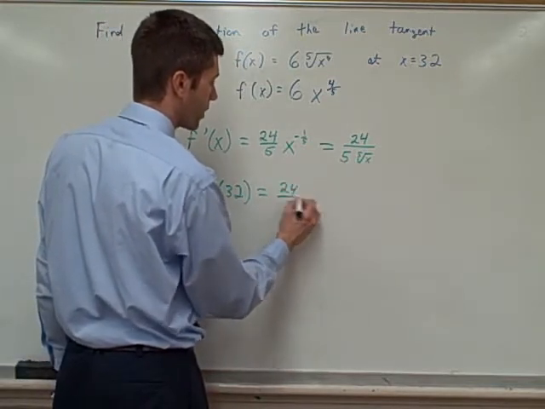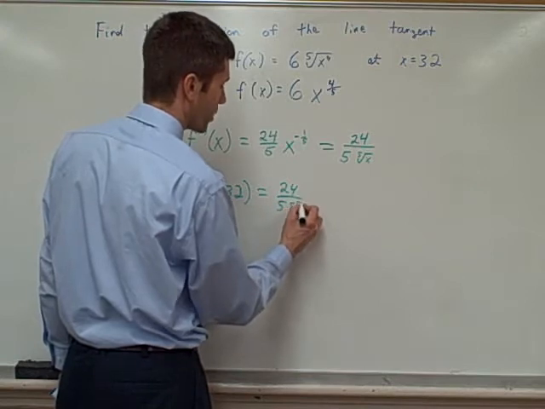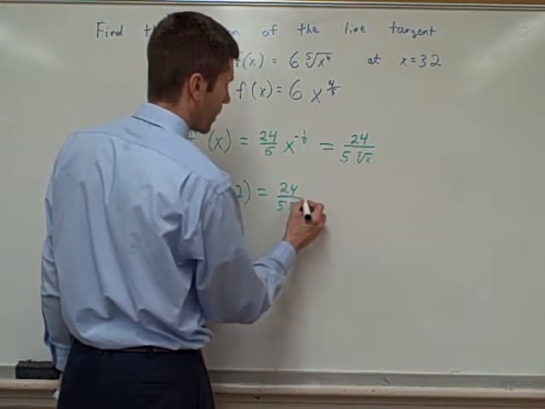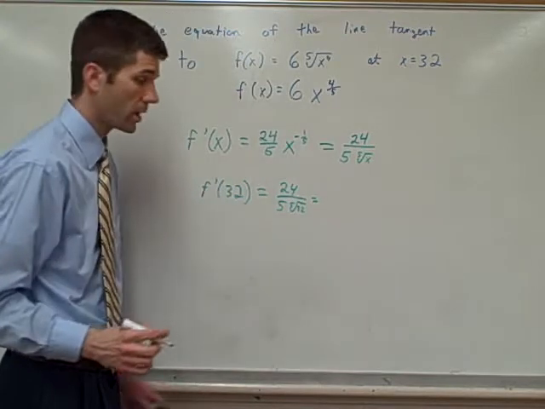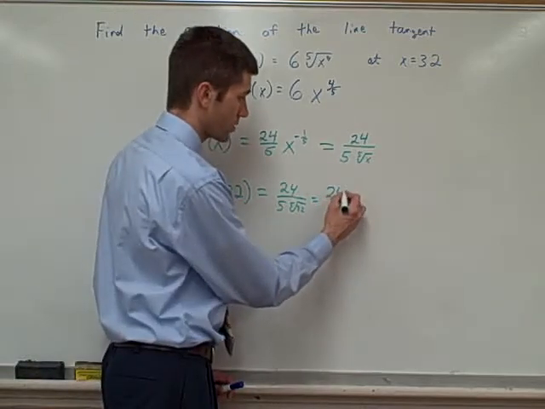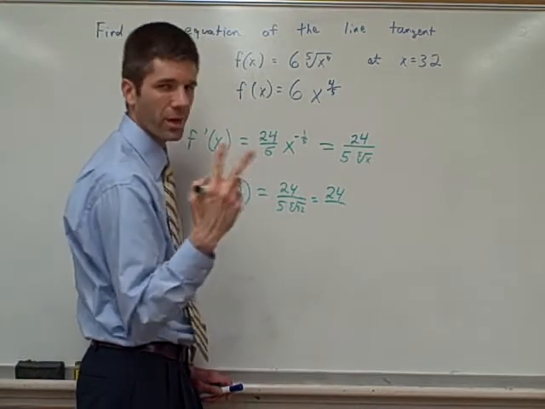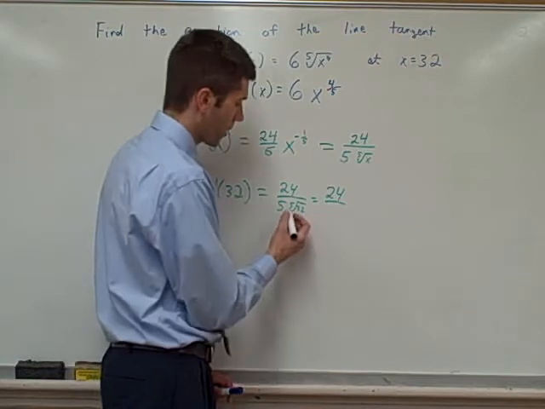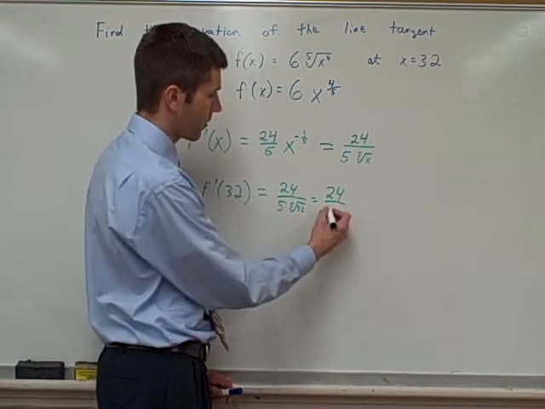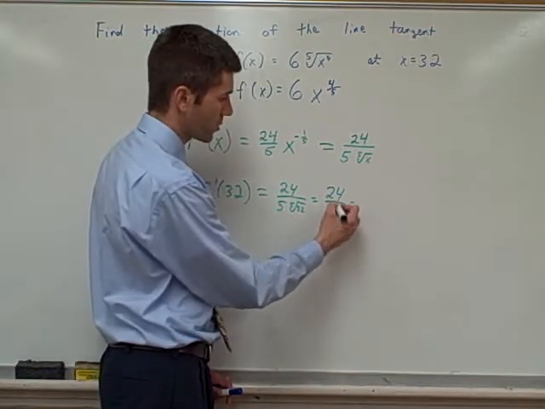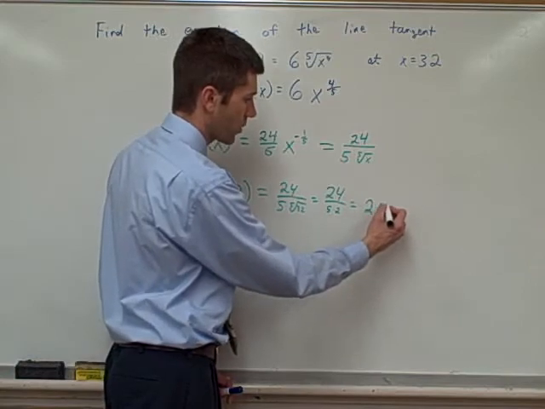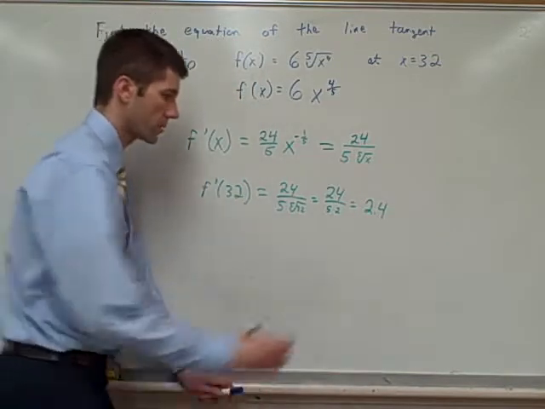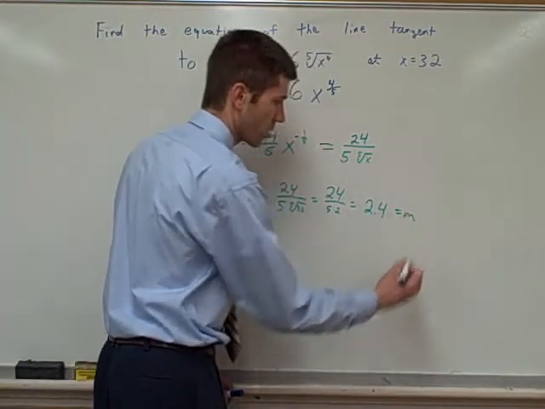So 24 over 5 times the fifth root of 32. I'm actually going to continue to do this in my head. It's 24, the fifth root of 32 is 2. I planned it that way. You're welcome. That way it won't be a crazy decimal. We have 5 times 2, that's 10. 24 divided by 10 is 2.4. We now know our slope. I want you to keep in mind that that is our slope.